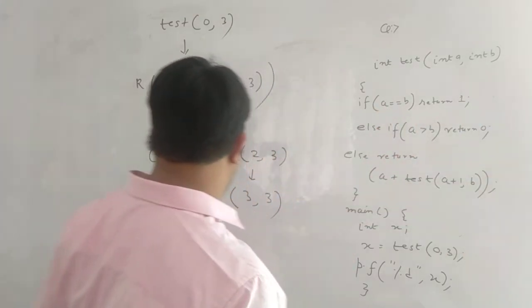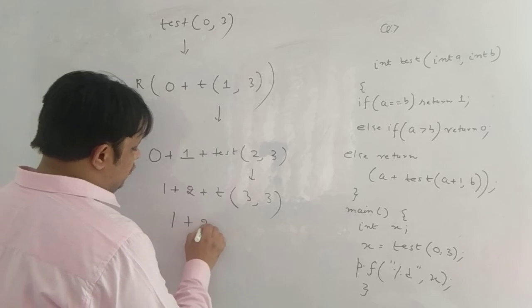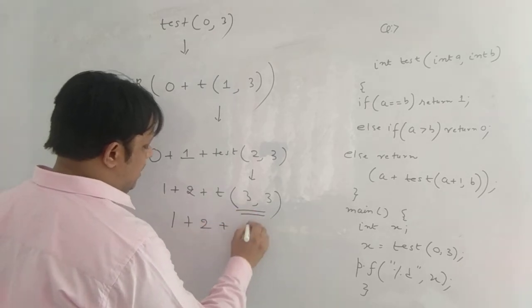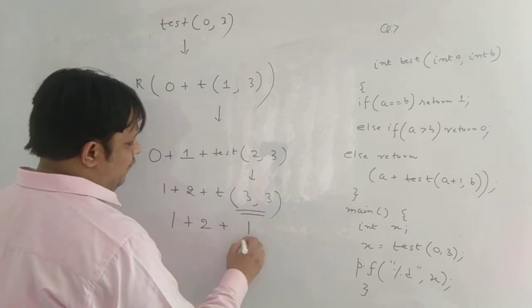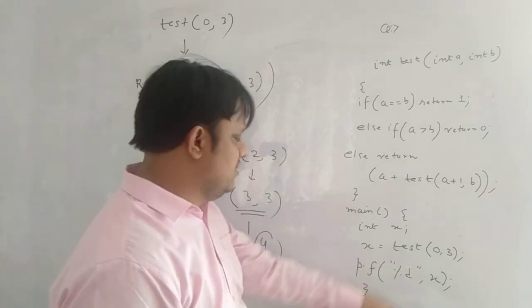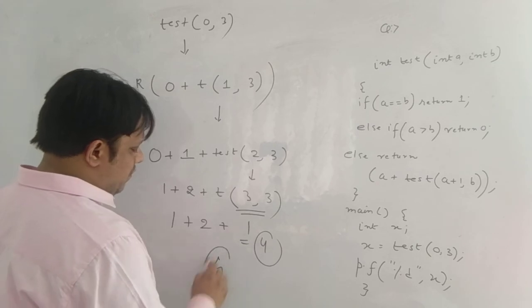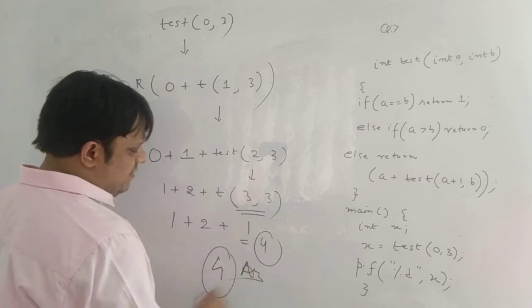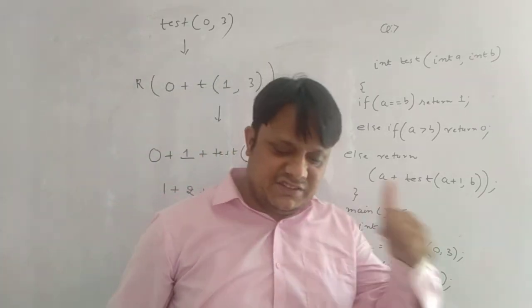So what will it return? 1. So it is 1 plus 2 plus this will return 1, so it is 4. So the answer is that 4 is returned, and the value of x is 4, right? So that's the answer. It's pretty simple, right? Okay guys, take care, bye.